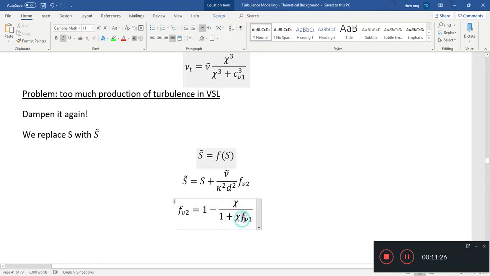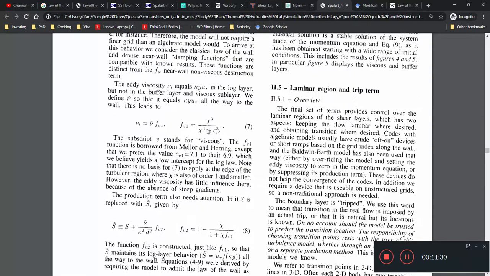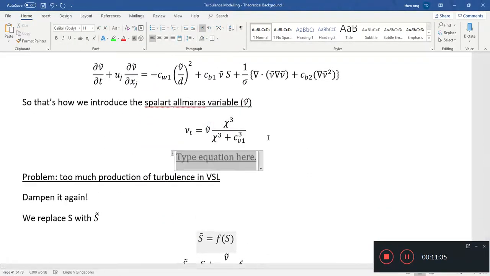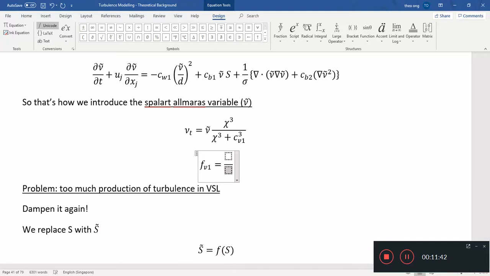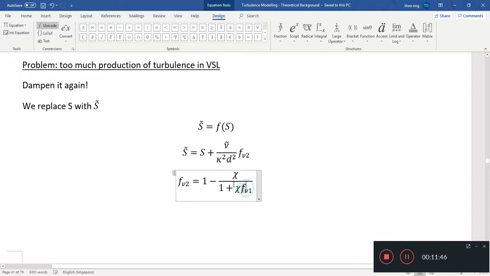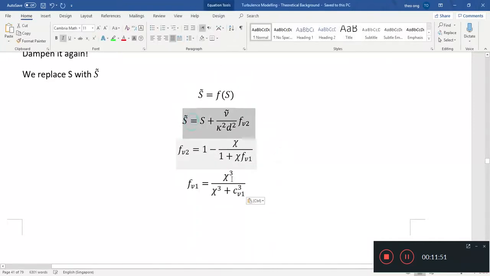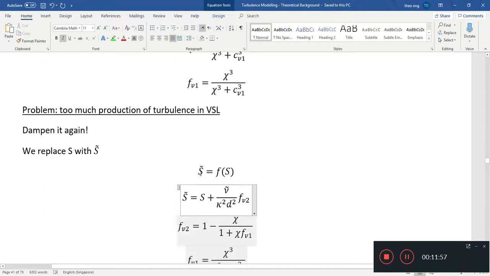FV1 is used again. FV1 is some dimensionless function for the viscosity. FV1 is this. This is our damping function. So again, this is to help dampen the production term inside the viscous sublayer.